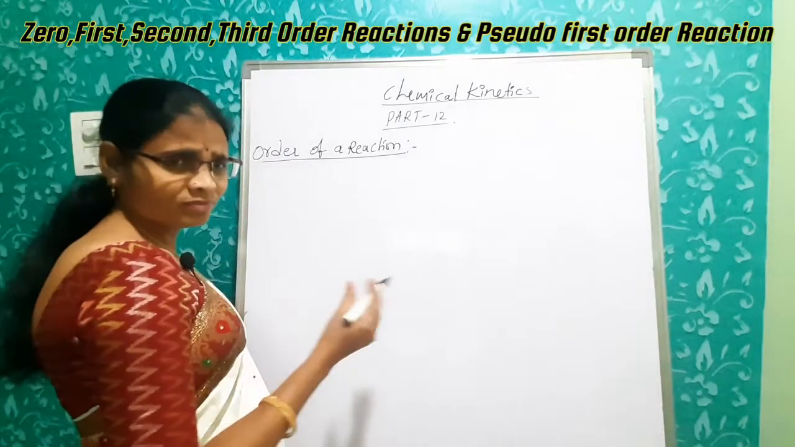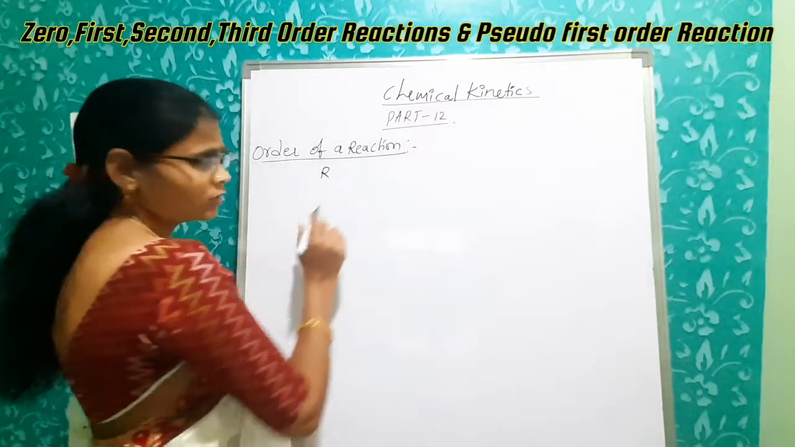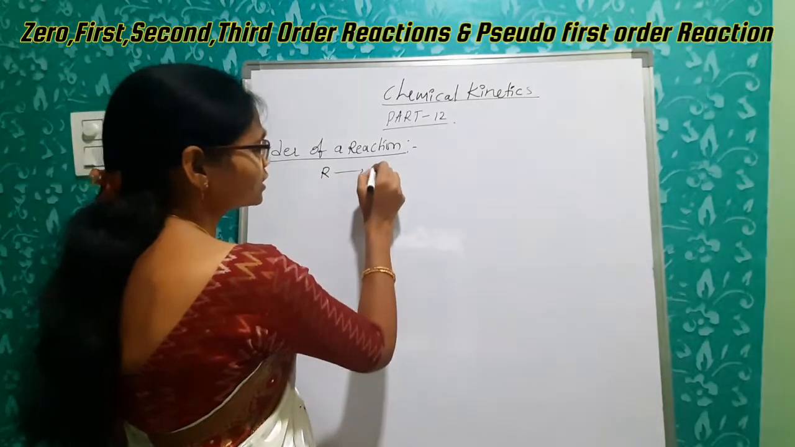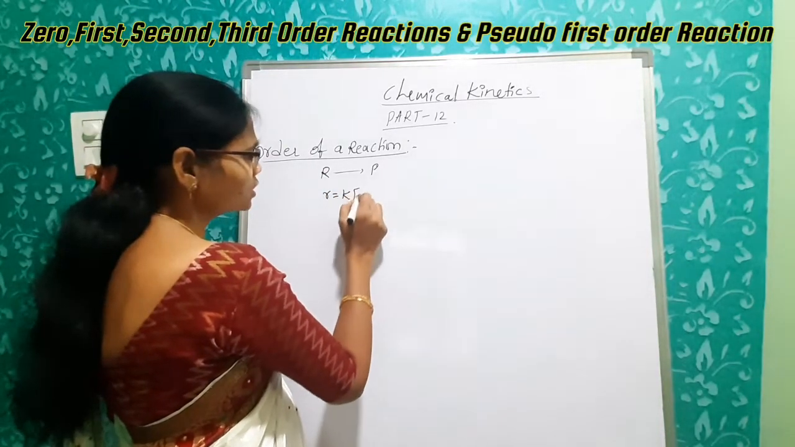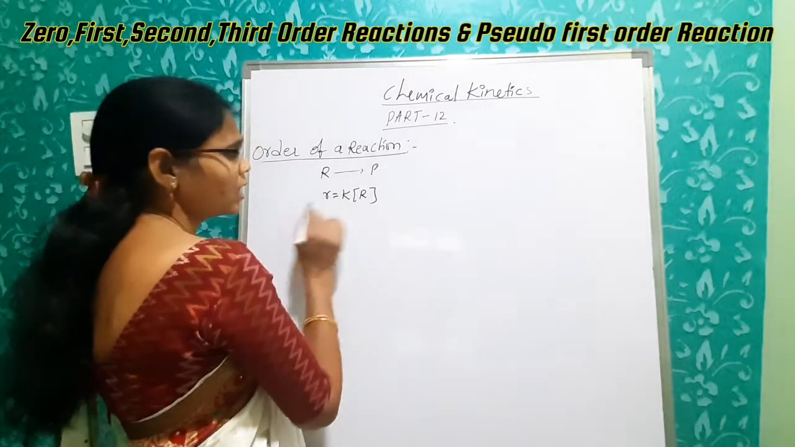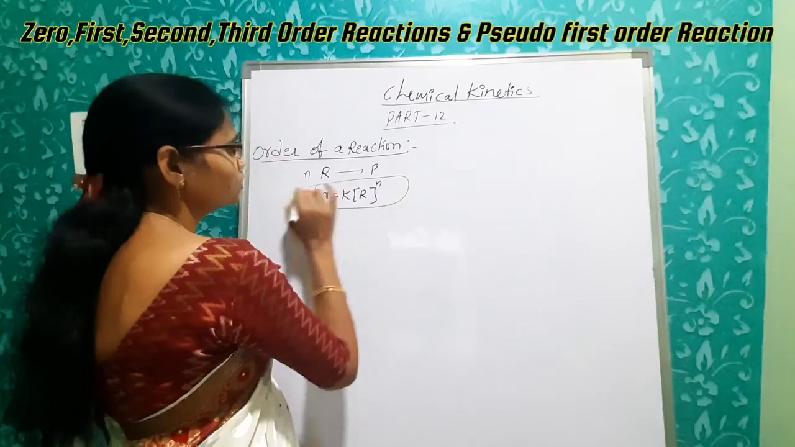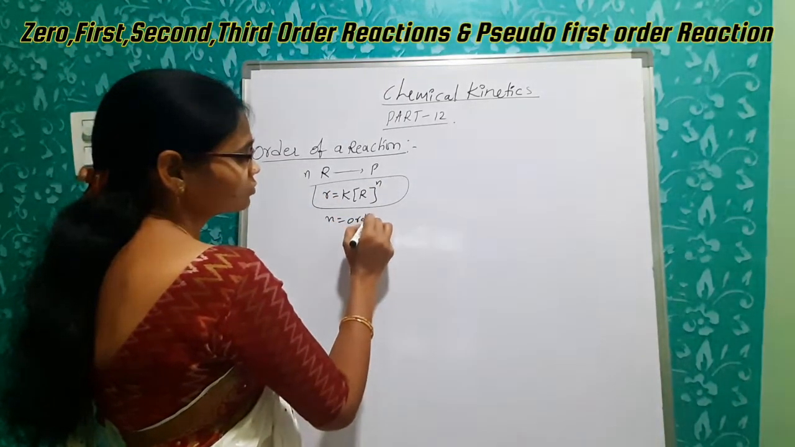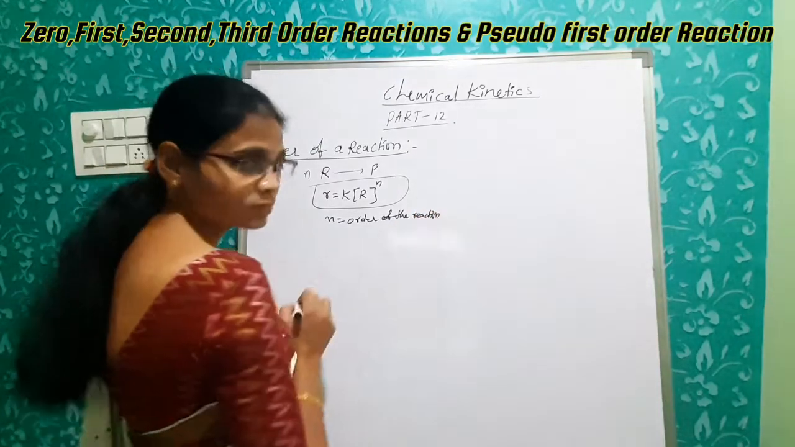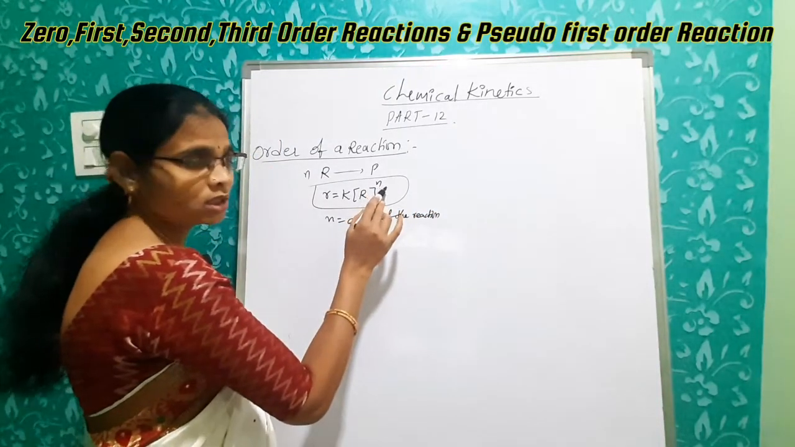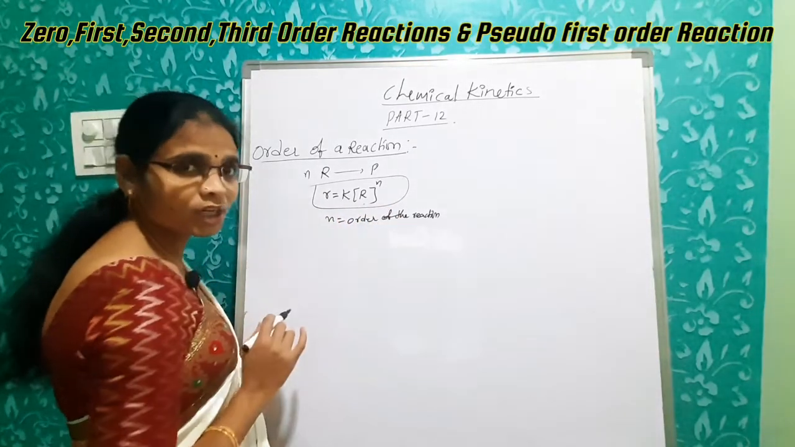First of all, recollect the definition of order. What is the order? Suppose, for example, reactant gives rise to products. How to write the rate law? Rate is equal to K into concentration of R power n, where n is the number of active molecules. This n is nothing but the order of the reaction. The sum of the powers of the concentration terms of the reactants in the rate law or rate equation is known as the order of the reaction.